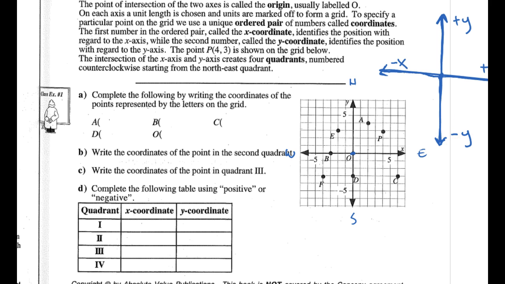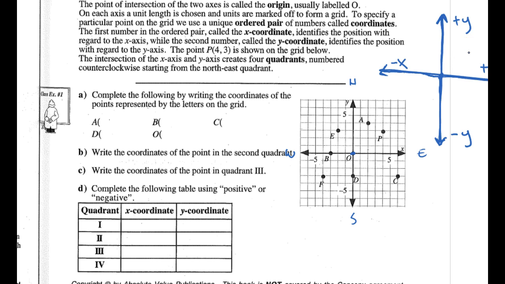Knowing which way you're going is going to help you find points on the map. So let's go ahead and try a few of them. It says complete the following by writing the coordinates of the points represented by the letters on the grid. Every point is going to have an x coordinate and a y coordinate. It's like saying take 3 steps east and then 4 steps north.